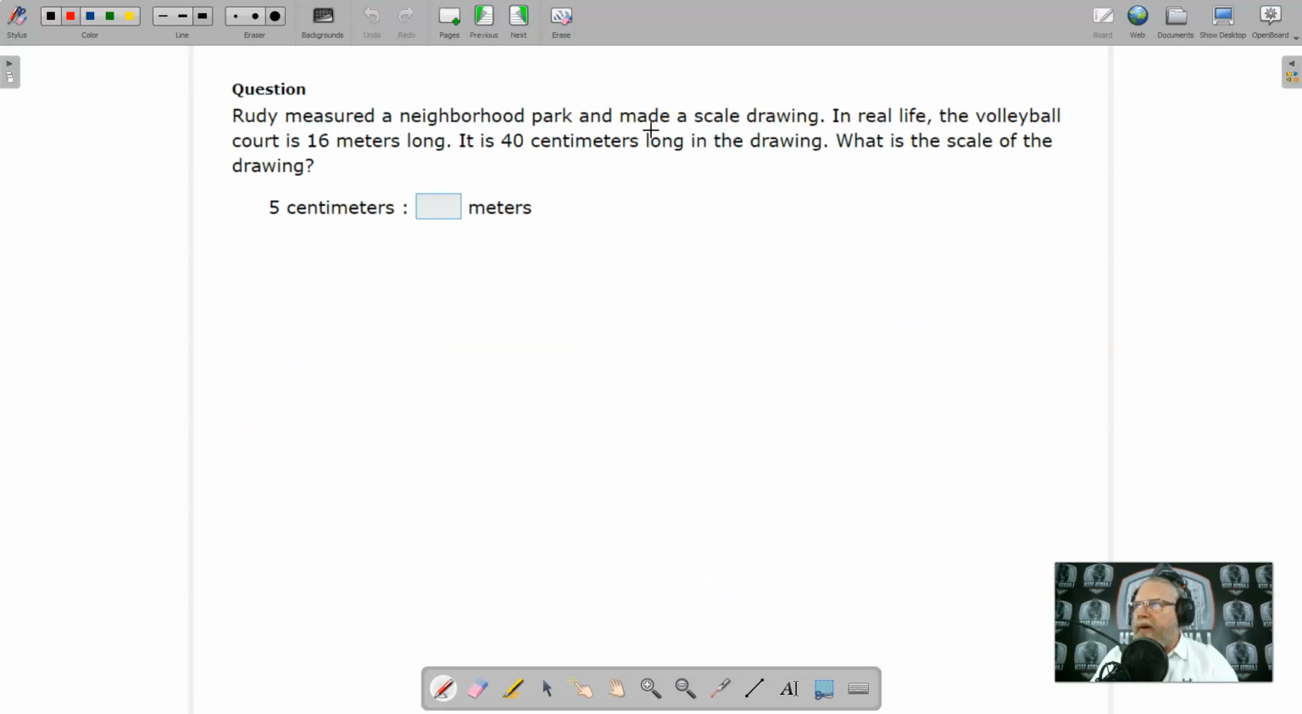Rudy measured a neighborhood park and made a scale drawing. In real life, the volleyball court is 16 meters long. It's 40 centimeters long in the drawing. What is the scale of the drawing? So over here we're going to have real life, and then over here we're going to have the scale. So in real life, 40 centimeters, and I always like to put the smaller measurement here, 40 centimeters, is to 16 meters. Because centimeters are smaller than meters.